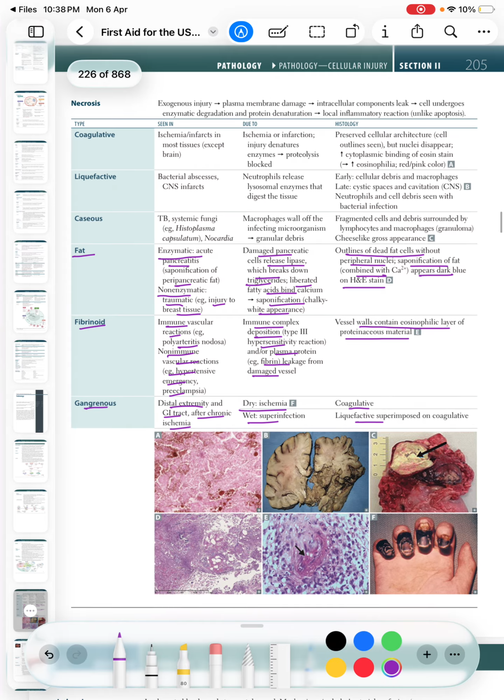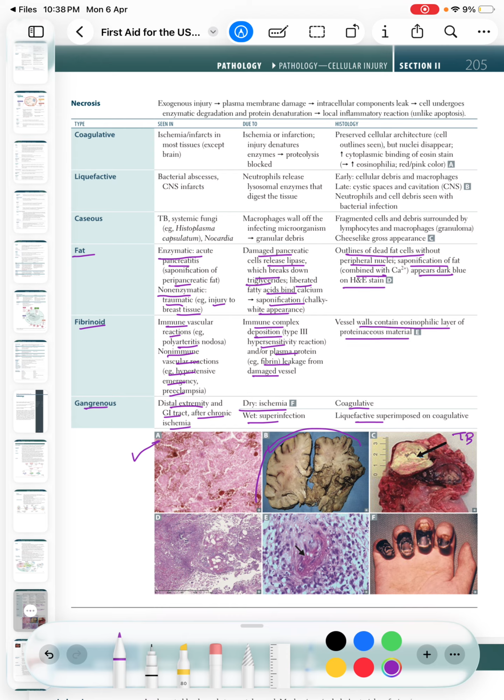Okay, this is coagulative necrosis, and it is seen in ischemia or infarcts. This is liquefactive necrosis, which is seen in bacterial abscesses and CNS infarcts. This is brain, which is part of the CNS. So CNS infarcts. Then caseous necrosis, which occurs in TB and systemic fungi.